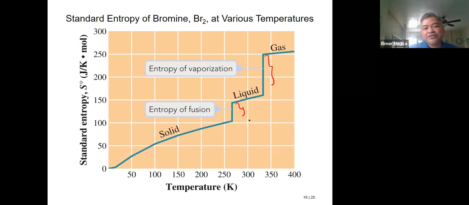Anyone? If you're going to recall your chapter 11, this is your what? This part here, what do you call this? This is your melting point. And look at the entropy. Does that make sense that they have an abrupt change at that temperature?